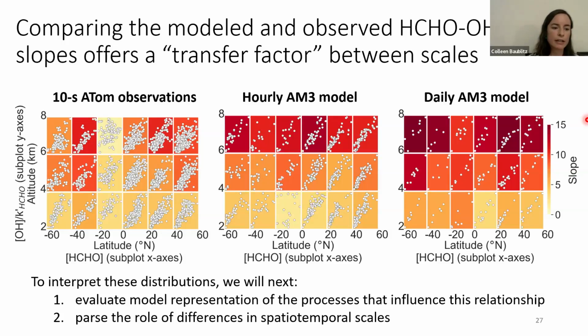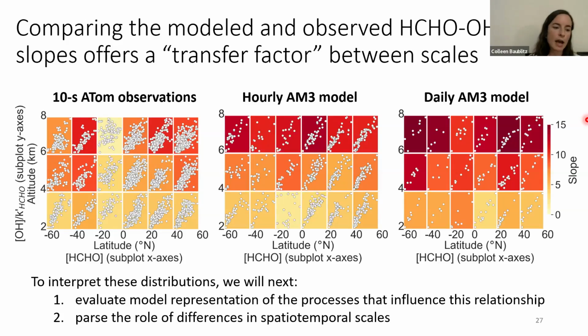And so here I'm showing the relationship between formaldehyde and OH, similar to what I have been showing on the past few slides. But instead of the background color representing the strength of the relationship via correlation, here it's showing the slope of this relationship. And so it's more a comparison of the differences in magnitudes between these terms.